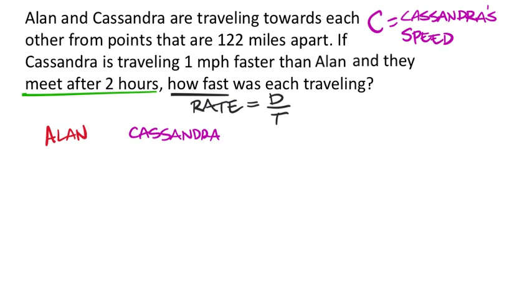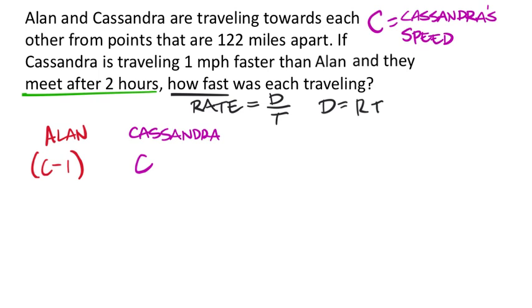So I'm going to regroup, and I'm going to say it's usually distance equals rate times time. The reason I'm going there is because we do have a time. They're both going to travel 2 hours. And we do have some kind of relationship with the rates. Alan's speed is like taking Cassandra's, but he's going slower. Because she's 1 mile per hour faster, you'd have to take Cassandra's speed and take one mile per hour away from that. Cassandra's speed is just C, that's what we defined it as.